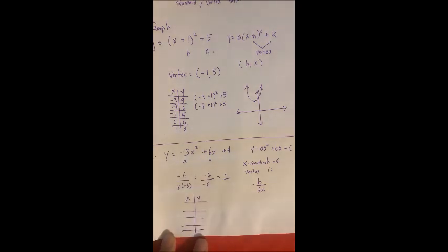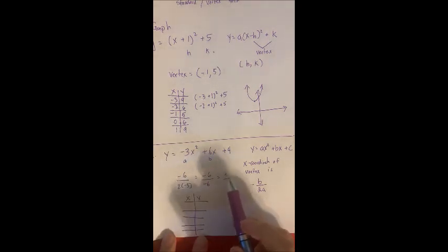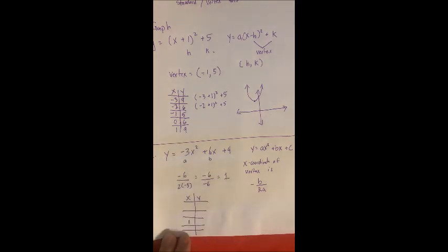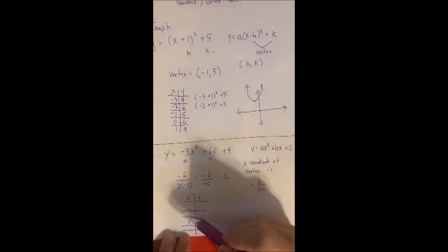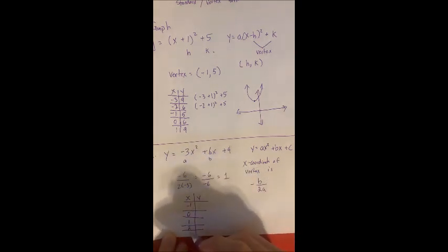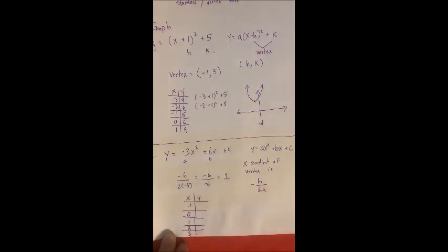So we have our table here. We're going to use 1. That's going to be our middle point, 1 right here. And we're going to pick 2 values below it and 2 values above it. So I'm going to pick 0, negative 1, and then 2 and 3. So those are the 2 values that are on both sides of our vertex.